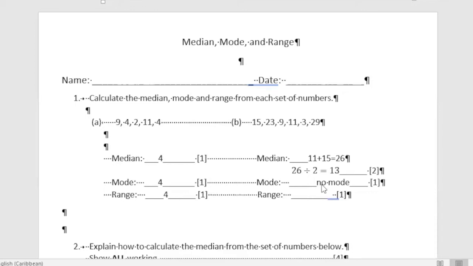Okay. The range, therefore, is the difference between the greatest and the least. The greatest is 29 and the least is 3. 29 subtract 3 equals 26.